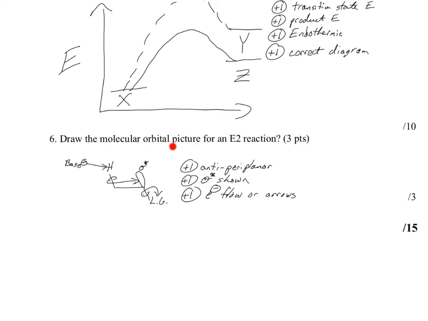Last question, draw the molecular orbital picture for E2. The last question for this page. Really looking to see, did you remember that the reason things need to be anti-periplanar is because you need sigma star from the carbon leaving group bond to be lined up with the CH bond. That's why it has to be anti-periplanar. So I want you to see that this is showing that new pi bond being formed.